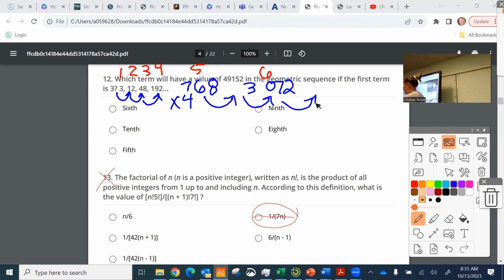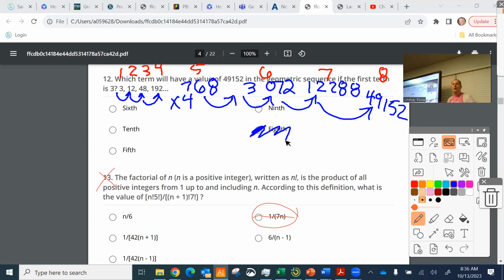My seventh term, times 4, okay, is 12,288. That's my seventh term. I'm going to keep multiplying times 4. Oh, look at that. My eighth term is going to be 49,152. Bam. It's the eighth term. Okay. Did I need to know the formula? No. Did I need to see the pattern? Yes. Okay. So we figured that one out.